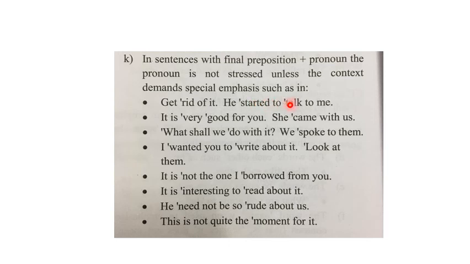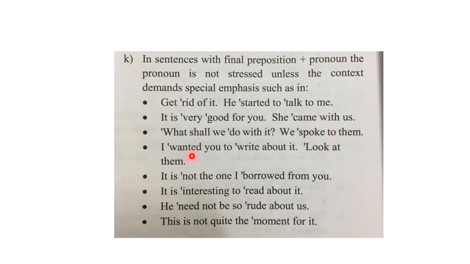which are two verbs. Another example, it's very good for you. For you, again, not stressed. She came with us. With us. The pronoun here is preceded by a preposition, so no stress. What shall we do with it? What shall we do with it? Of course, as we said, what is an interrogative pronoun, so it's stressed. Do is the verb here. With it, a preposition plus pronoun, no stress. We spoke to them. To them, again, no stress.